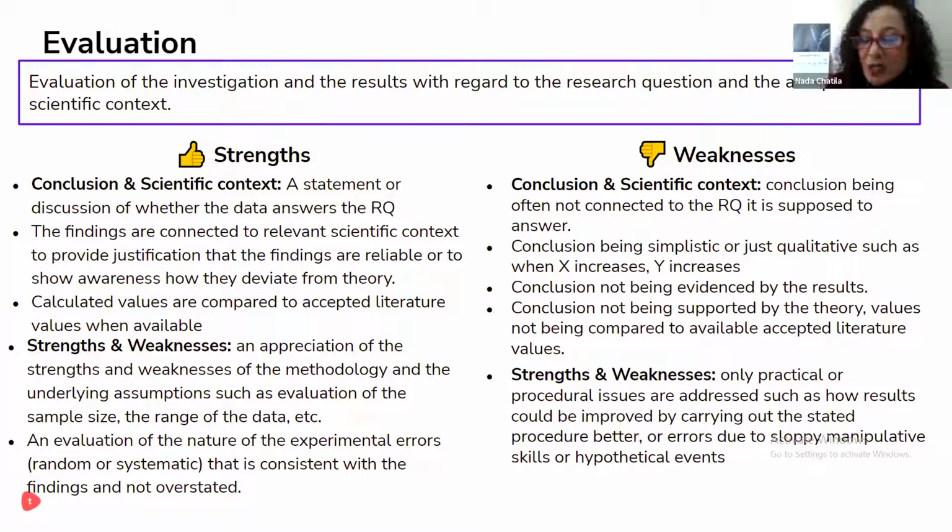So weaknesses would be referring to practical or procedural issues only and not methodological issues. And as per the subject report, if the identified weaknesses are only procedural, then this will automatically put the student's work in the 1-2 performance level. It will not go to the 3-4.